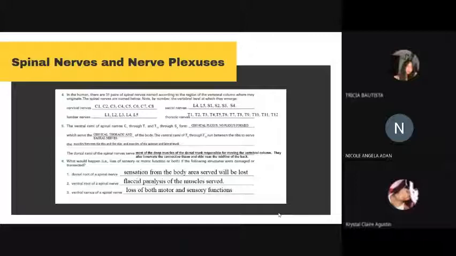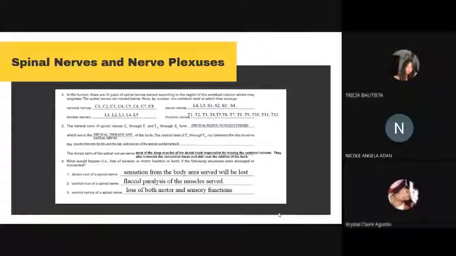For number 5, the ventral rami of the spinal nerves C1 through T1 is formed by the cervical plexus, while the T12 to S4 formed no plexus, which serves the cervical, thoracic, and the sacral nerves of the body. The ventral rami of T2 to T12 run between the ribs and serve the muscle between the ribs and the skin and muscles of the anterior and lateral trunk.